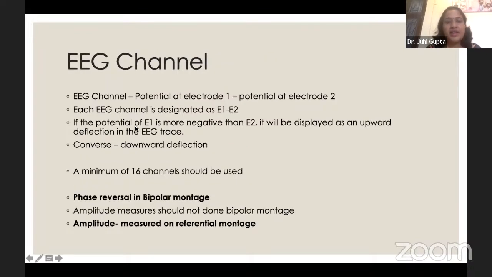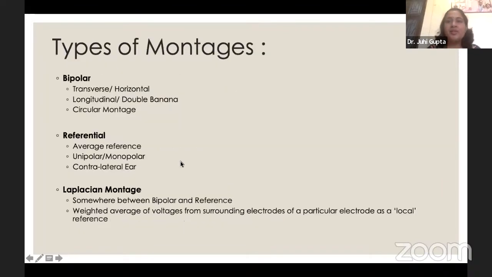So an EEG channel comprises the potential at electrode 1 minus the potential at electrode 2. If the potential at electrode 1 is more negative than at electrode 2, it will be displayed as an upward deflection. Conversely, if E1 is at a higher potential, you will have a downward deflection. A minimum of 16 channels are required for each EEG recording. What you're trying to look at is a phase reversal in a bipolar montage, I'll discuss subsequently. And you're trying to look at the amplitude measurement on a referential montage. We'll discuss these montages.